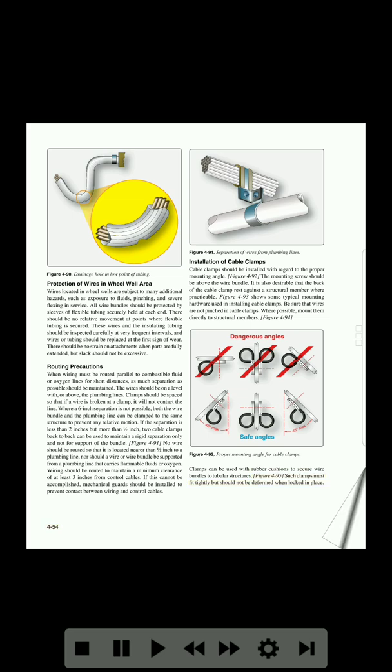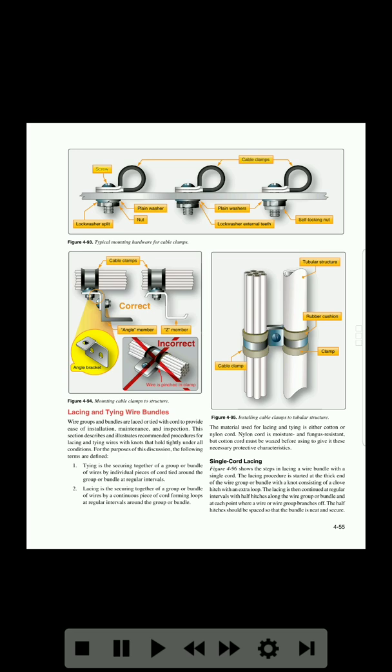4-54. Cable clamps. Screw. Plain washers. Nut, self-locking nut. Lock washer, split lock washer, external teeth. Figure 4-93. Typical mounting hardware for cable clamps. Cable clamps. Tubular structure. Correct. Rubber cushion. Angle member, Z member. Clamp. Angle bracket. Cable clamp. Wire is pinched in clamp. Figure 4-94. Mounting cable clamps to structure.